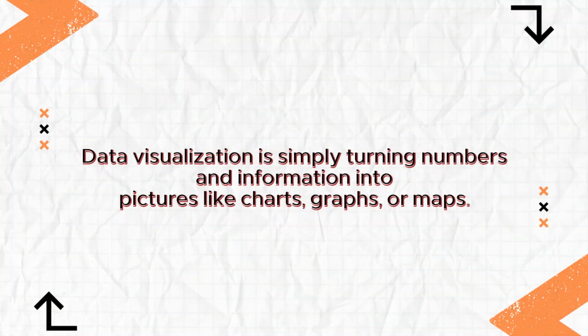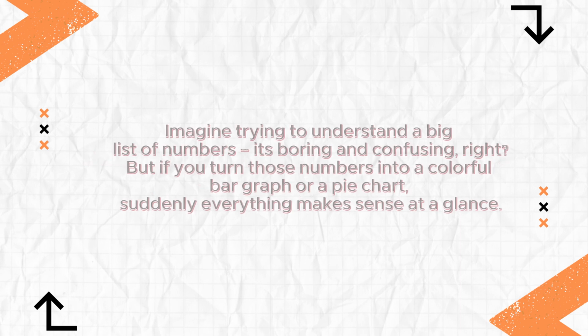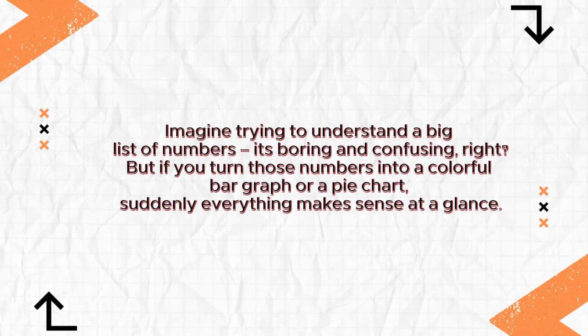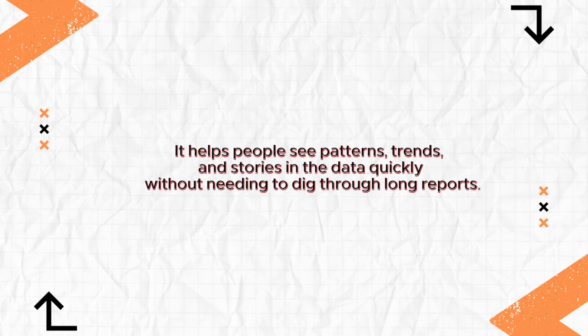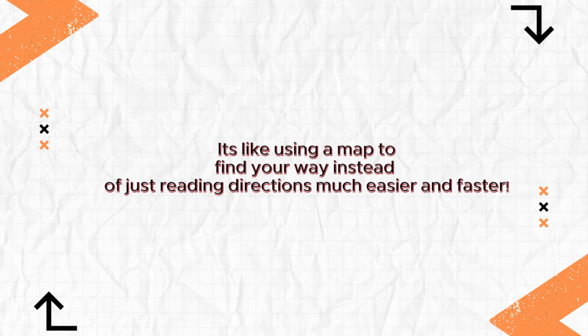Data visualization is turning numbers and information into charts, graphs, or maps. Imagine trying to understand a big list of numbers. It is boring and confusing, right? But if you turn those numbers into a colored bar graph or pie chart, suddenly everything makes sense at a glance. It helps people see patterns, trends, and stories in the data quickly without needing to dig through long reports. It's like using a map to find your way instead of just reading directions. Much easier and faster. Can you see that?